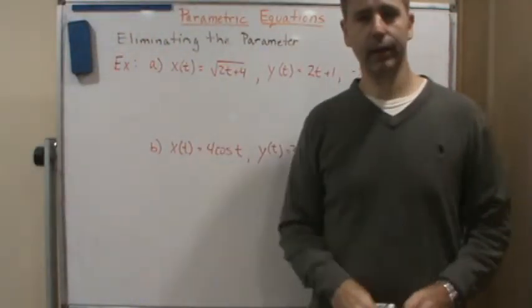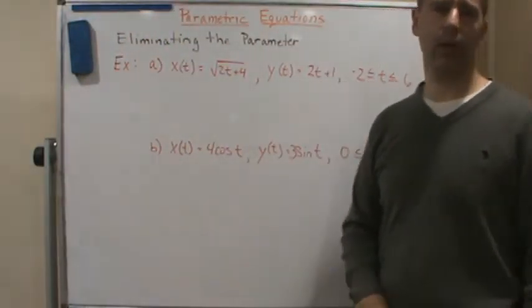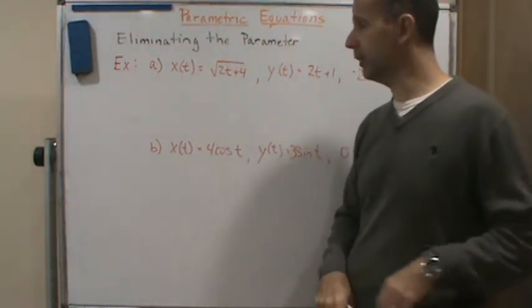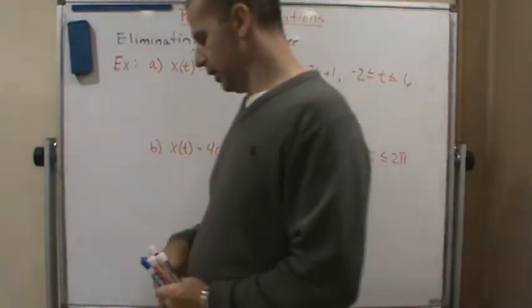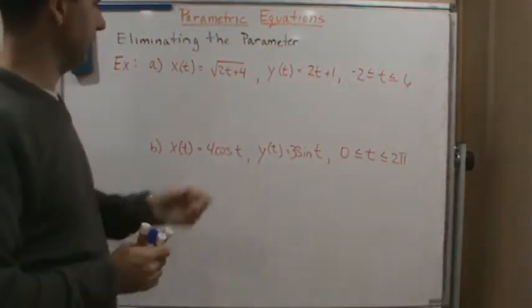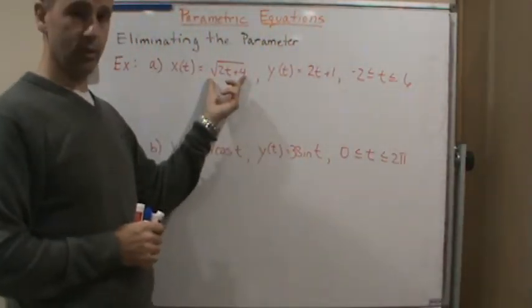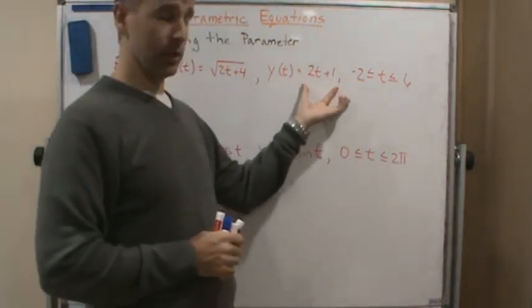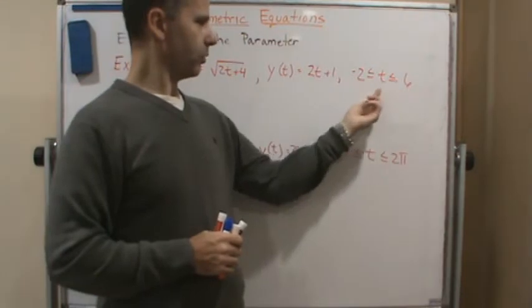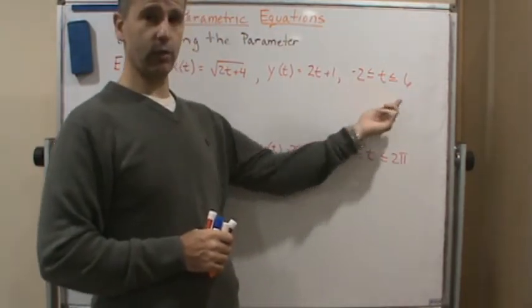Okay, so welcome back, and we're going to do some other examples of eliminating the parameter. So we'll start with part A. A has the setup that we have x of t is equal to the square root of 2t plus 4, and then we've got y of t is equal to 2t plus 1. And we're restricting the parameter from -2 to 6.